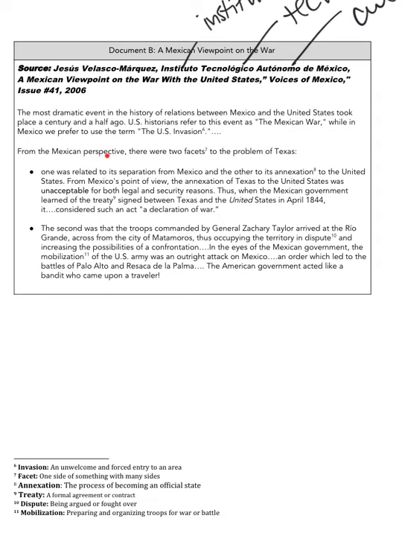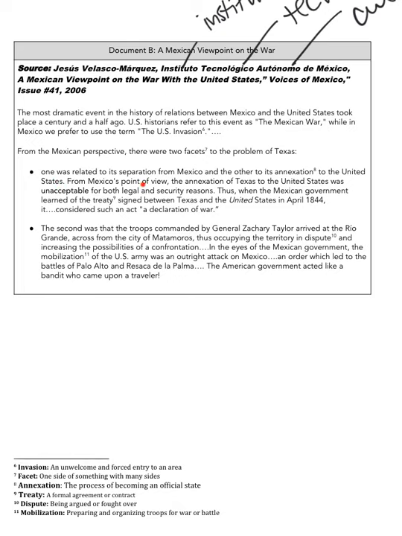From the Mexican perspective, there were two facets, and facets means one side of something with many sides. There are two facets to the problem of Texas. One was related to its separation from Mexico, and the other to its annexation. And remember, annexation means the process of becoming an official state. So I'm going to read that starting from the start. One was related to its separation from Mexico, and the other to its annexation to the United States.